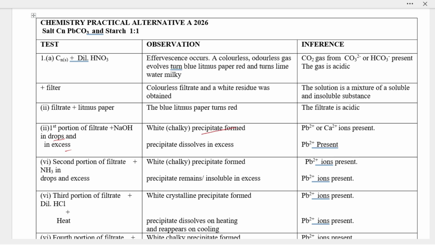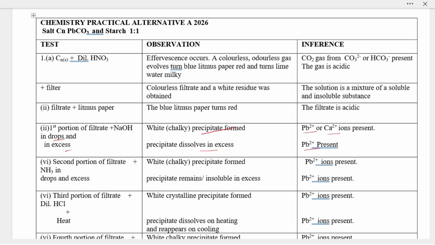We are going to have a white chalky precipitate. Some people prefer powdery precipitate. Our inference is Pb and calcium ions, because they have this particular trait in reaction with sodium hydroxide. But in excess it will dissolve, so only Pb will be present, because calcium ion does not have that.